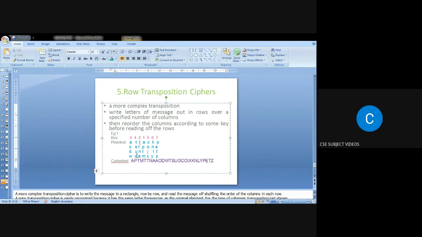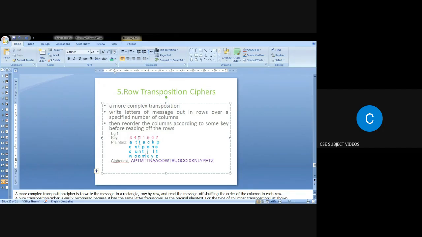At a certain point the plain text gets over. Here AM: in the fourth column of the last row, the plain text ends. The remaining letters in the same row you have to fill with some filler letters, say X, Y, Z or A, B, C. Whatever random letter you choose is fine. You have to fill with some filler letters. That's all. Now the given key is 342157.